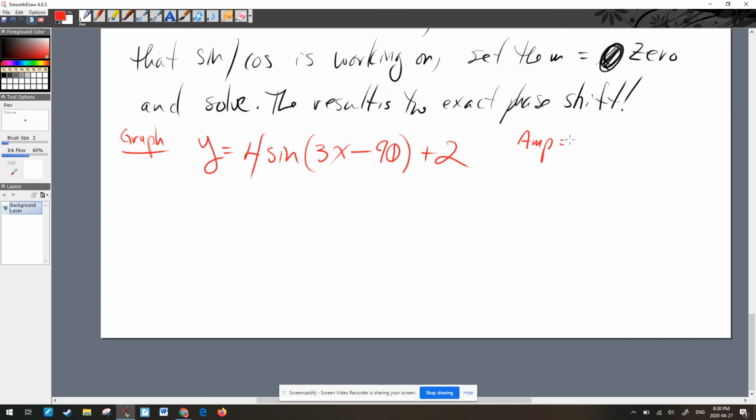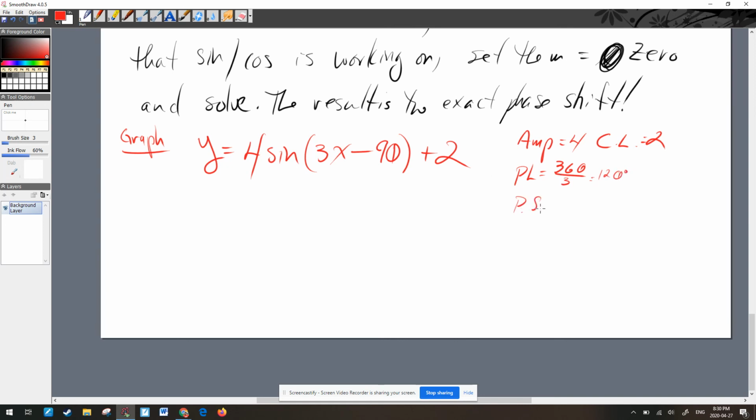So I'm always going to list those 4 things out. Amplitude. Amplitude in this case is 4 because it's the A value. So my amplitude is 4. Center line. Center line is the D value hanging off the back. So my center line is 2. Period length. Period length is pretty easy. We always take 360 and we divide it by the B value. There it is right there. So 360 divided by 3, we're going to find out that it is 120 degrees. So it's got a period length of 120 degrees.